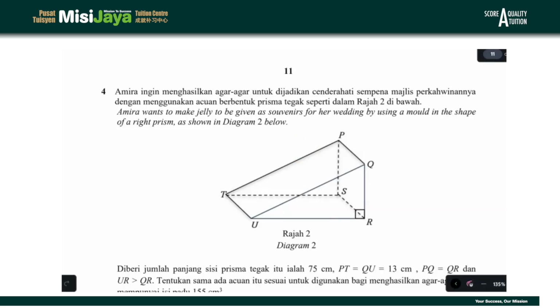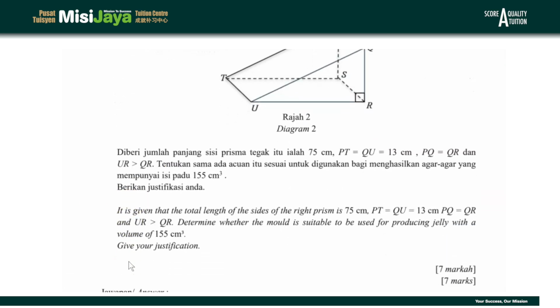Let's look at question number 4. Amira wants to make jelly to be given as souvenirs for her wedding by using a mold in the shape of a right prism, as shown in diagram 2 below. Okay, so let's read the question here.